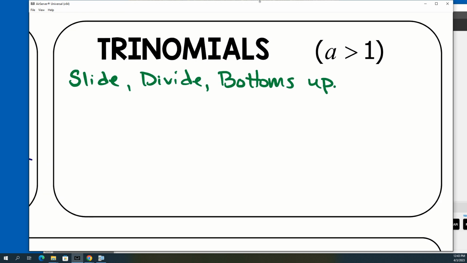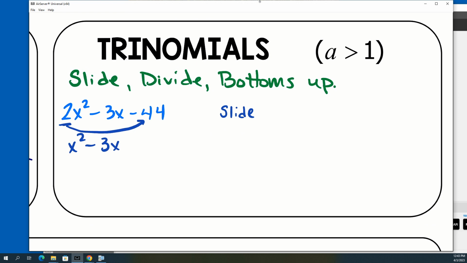All right. So on our first example, we have 2x squared minus 3x minus 44. And we're going to start with the step that we call slide. In the slide step, we take the number that is in front of x squared and we slide it over to the 44 by multiplying by it. So it's not going to be in front of the x squared anymore. It's going to be multiplied by 44, which is going to give you 88.